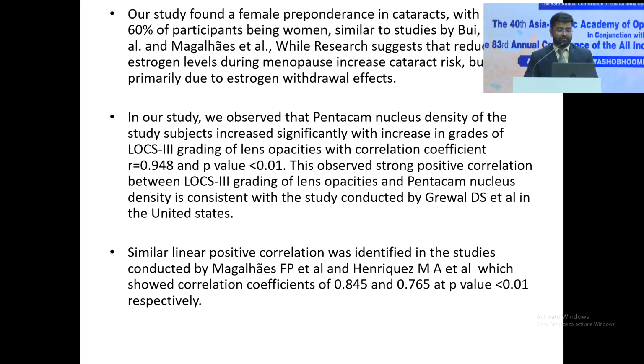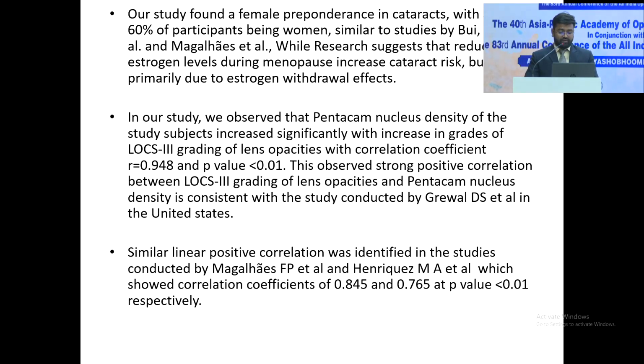It is due to the estrogen withdrawal effect, or after menopause, there is increased risk of cataract. In our study with the Pentacam, nuclear density of the study subject increases significantly with the increase in the grade of LOCS3 grading of the lens opacity, with correlation coefficient of 0.948 with p-value of 0.01, which suggests that there is a strong positive correlation between LOCS3 and Pentacam nuclear staging.